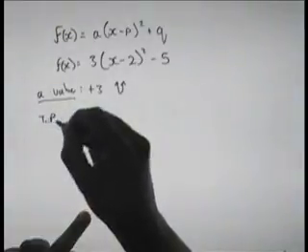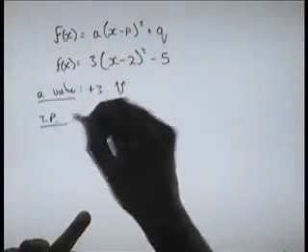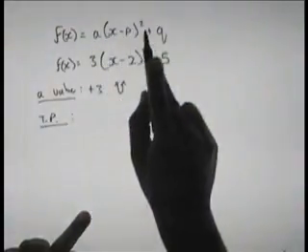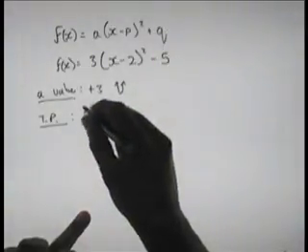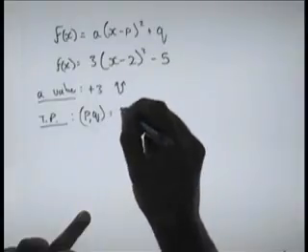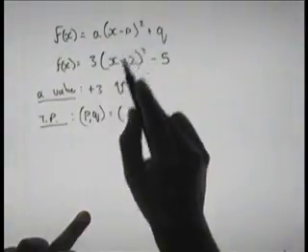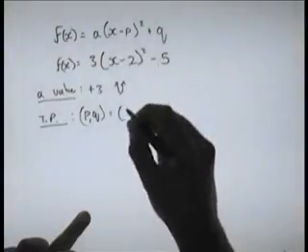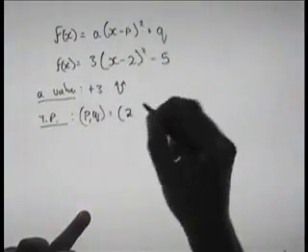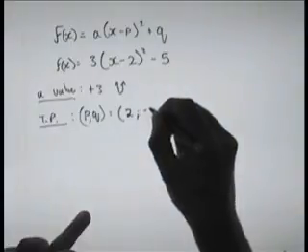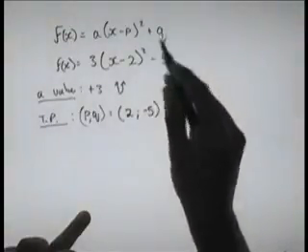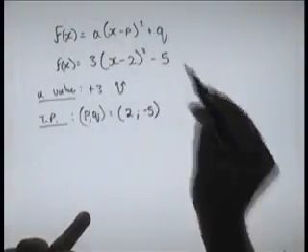Step 2, my turning point. Now remember that because it's in the form a(x minus p) squared plus q, my turning point is given by (p, q), which in this case is given by x minus p, x minus 2. That means that 2 is my p value of my turning point, or my x value, and my y value is negative 5, or my q value is negative 5.